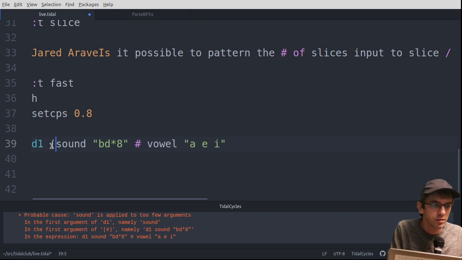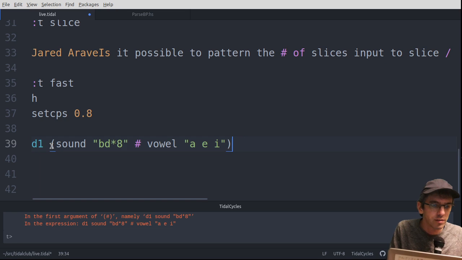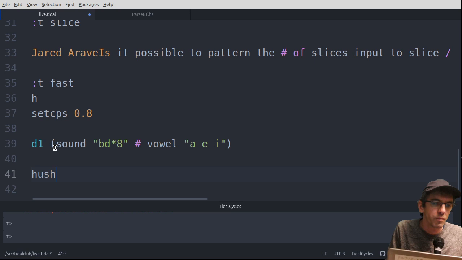So one thing you can do is use parenthesis. So this is saying work all this out. So this is all worked out first before passing it to D1. And dollar just does the same.